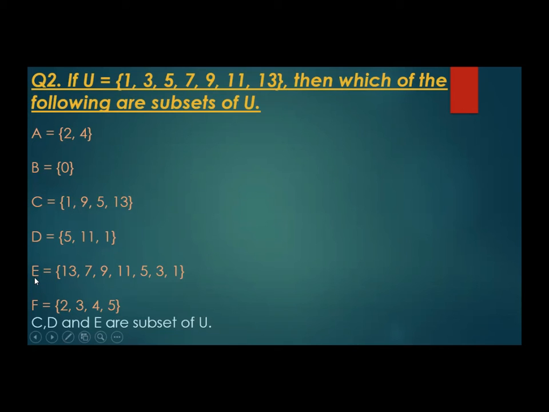We have E. E equals 13, 7, 9, 11, 5, 3 and 1. This is the same as the universal set, and it is not a proper subset of the universal set, because it has all the members of the universal set. Then we have set F. Set F equals 2, 3, 4, 5. If you observe, we don't have 2 in the universal set, we don't have 4 in the universal set, so it means that F is not a subset of the universal set.